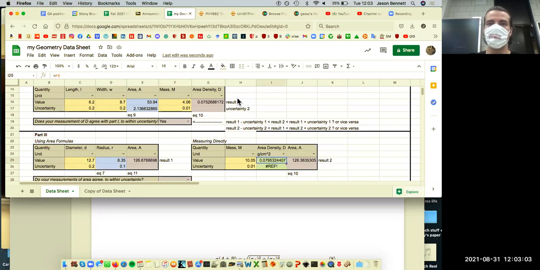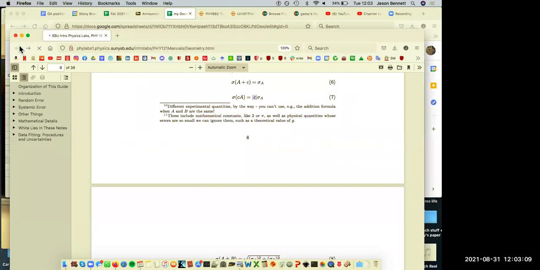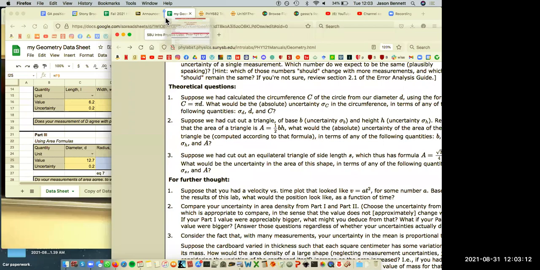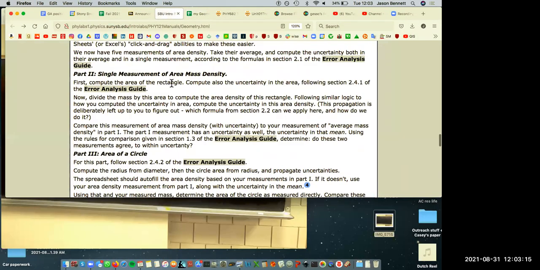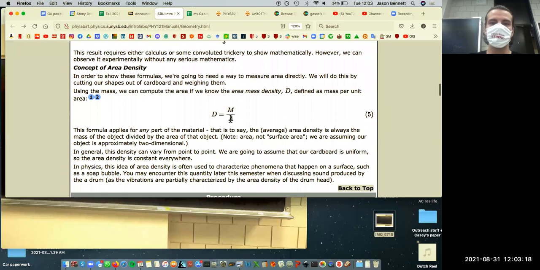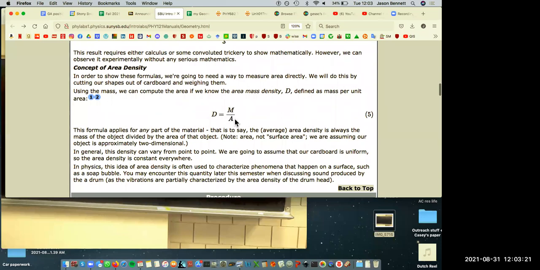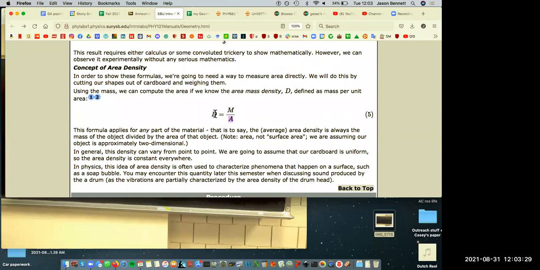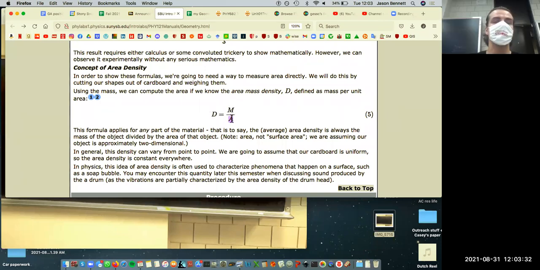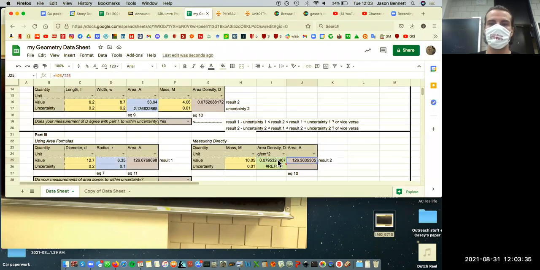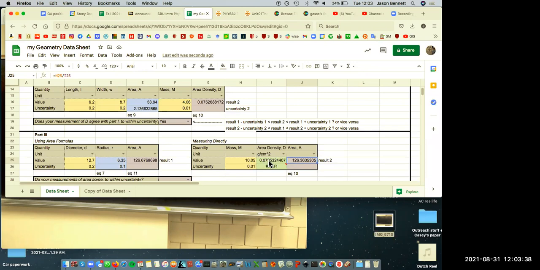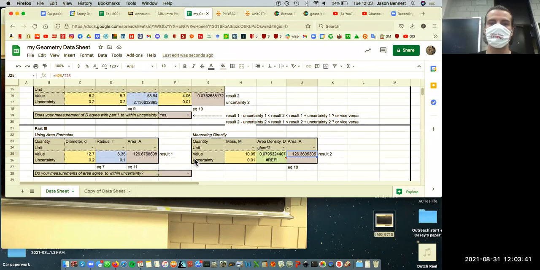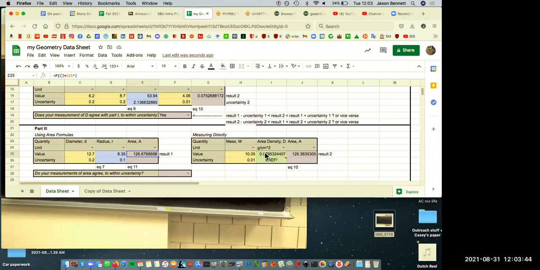Here, what we're doing is we're reversing the order of this equation. So if D equals M over A, what I can do is take the A and multiply it on both sides so that the equation reads AD equals M. And then I can divide both sides by D to have A equals M over D. So that's what we're doing over here. I have A equals M divided by D. And in this part, we are actually calculating it, and then we're using our result here.